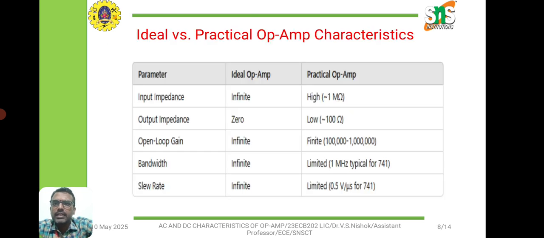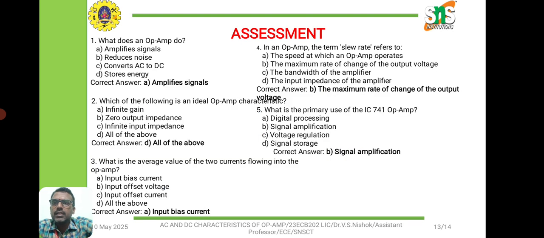Those AC and DC characteristics both deal with the performance of the operational amplifier, and in this slide we are seeing the ideal versus practical op amp characteristics. This shows the basic difference between what we read theoretically in the book and what happens practically in the operational amplifier when we connect it in the circuit. In this video we have seen the introduction to the operational amplifier, AC characteristics, DC characteristics, and ideal versus practical op amp characteristics.